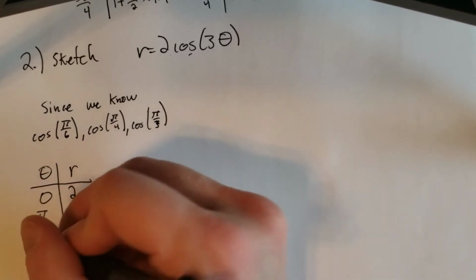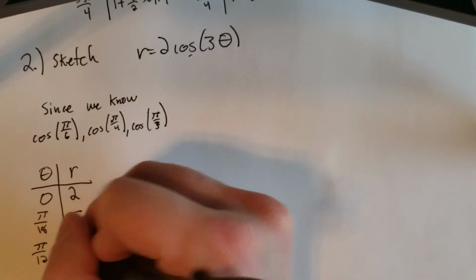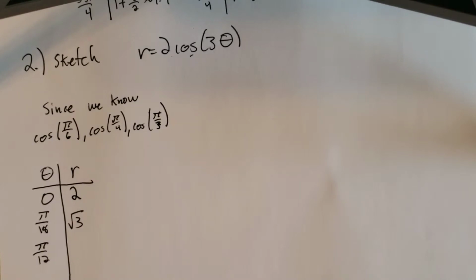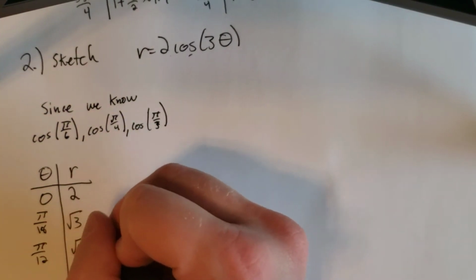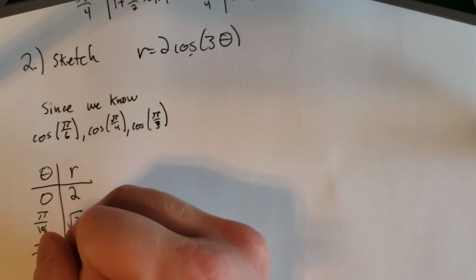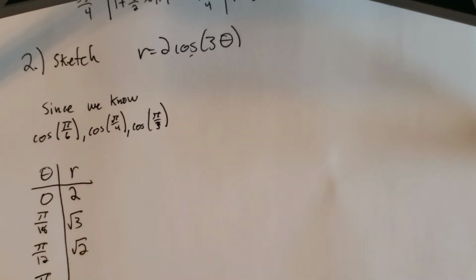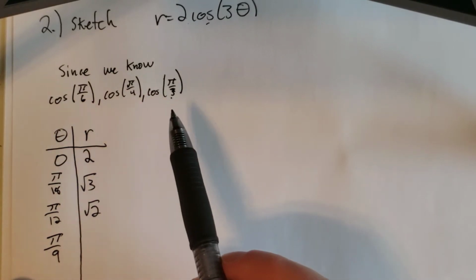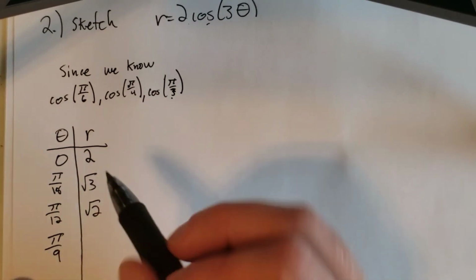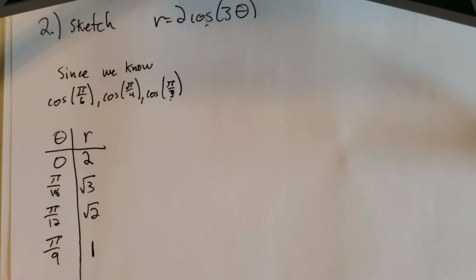Continuing in this fashion, let's plug in pi over 12. We multiply that by 3, that gives us pi over 4. Cosine of pi over 4 is root 2 over 2, so that times 2 is just the square root of 2. Plug in pi over 9. Why do we plug in pi over 9? Because when we multiply by 3, we get pi over 3. Cosine of pi over 3 is 1/2. 1/2 times 2 is 1.